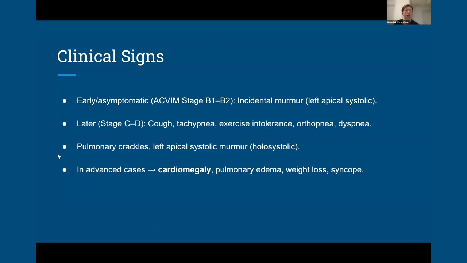And then when you are listening to our pets, they're also going to have pulmonary crackles and/or systolic murmurs. The pulmonary crackles will often come from the pulmonary edema, as I previously said, when there is volume overload. And then in advanced cases, the heart itself is going to enlarge. So cardiomegaly, there's going to be pulmonary edema, weight loss, and syncope, where they're just very excited, and then suddenly they kind of just faint.